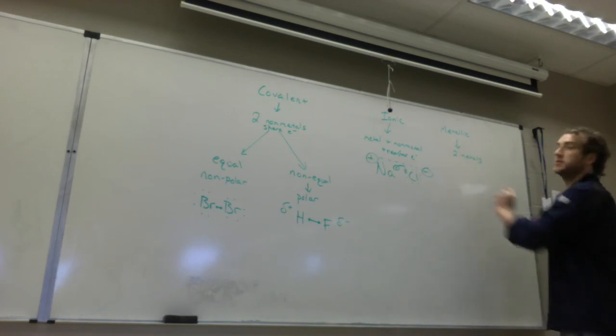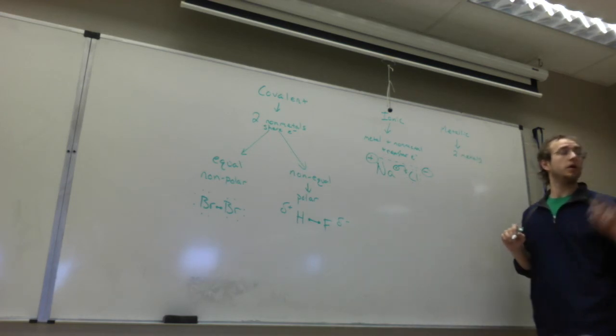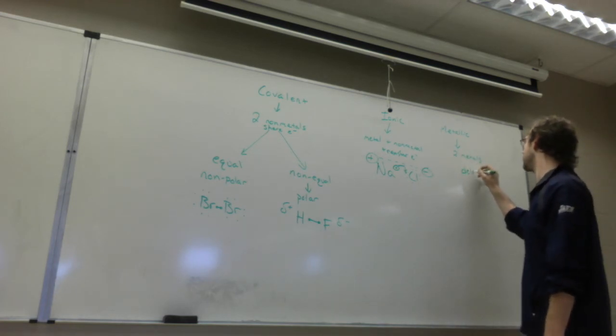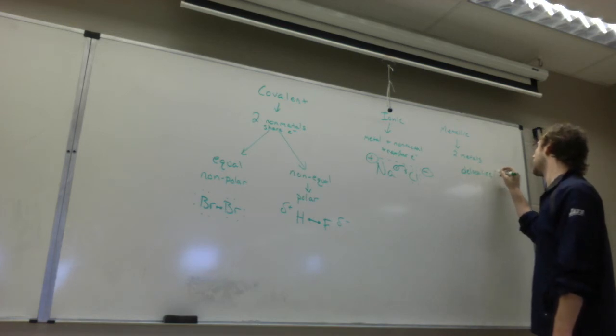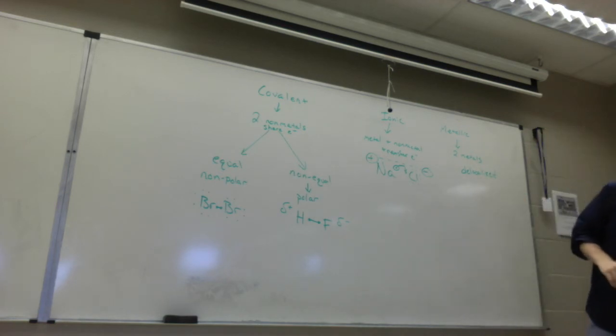What type of electrons in a metallic bond? Delocalized. Did we make a chart or something with what it means? We should have.